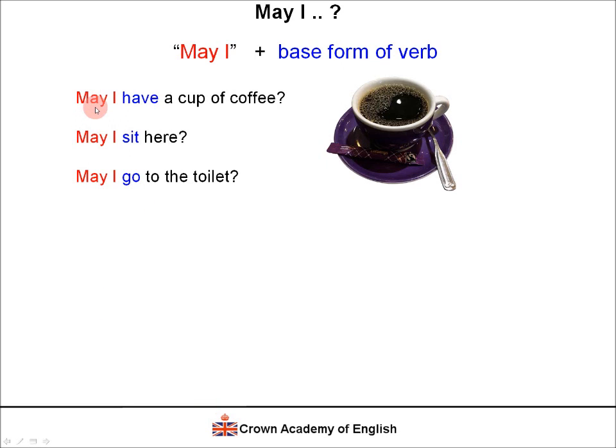So here we see we have may I followed by the base form of the verb. Have, sit, go. And since this is a question, when we write it, we always write the question mark at the end. Okay? So, may I, to ask permission.